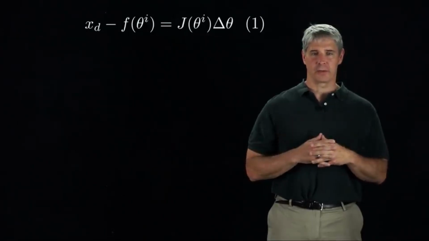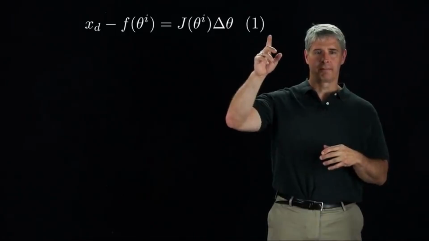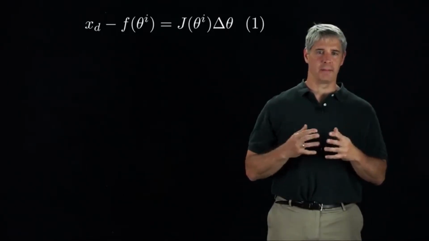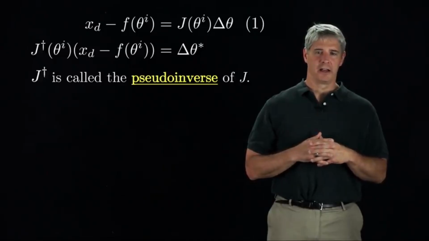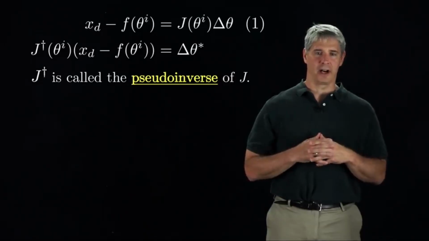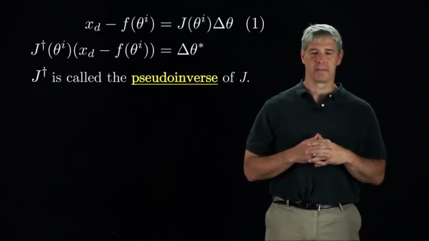Let's rewrite the equation we are trying to solve and number it 1. Instead of pre-multiplying both sides by j inverse, we could pre-multiply by the pseudo-inverse of j. The pseudo-inverse reduces to the matrix inverse in the case that j is invertible, but it can also be calculated for non-square and singular matrices. The pseudo-inverse has the following nice properties.